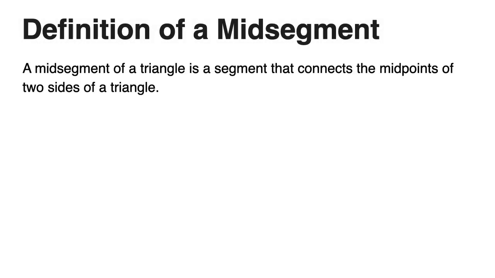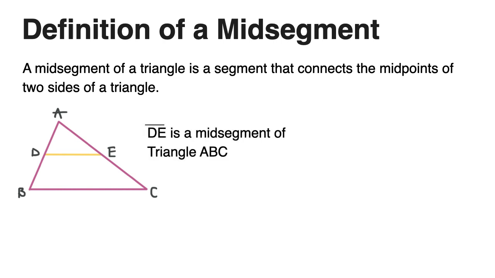So let's start with the definition of a midsegment. A midsegment of a triangle is a segment that connects the midpoints of two sides of a triangle. Here's triangle ABC. If point D is the midpoint of AB and point E is the midpoint of AC, then DE is a midsegment of triangle ABC. Every triangle will have three midsegments.